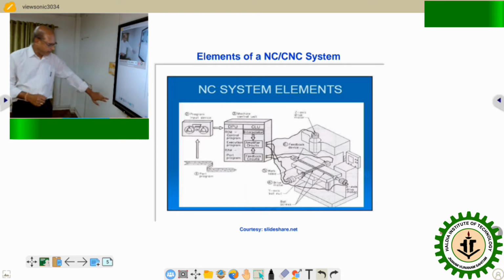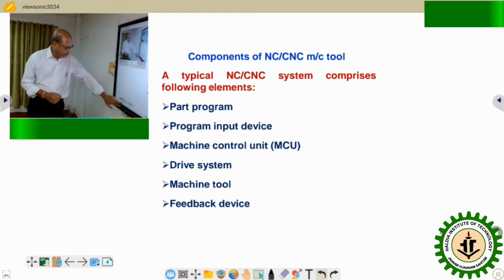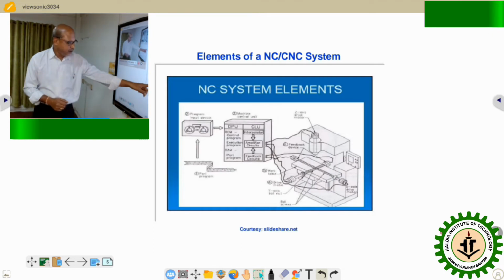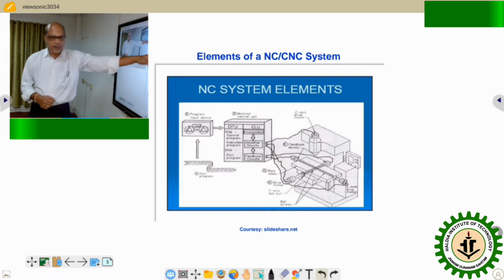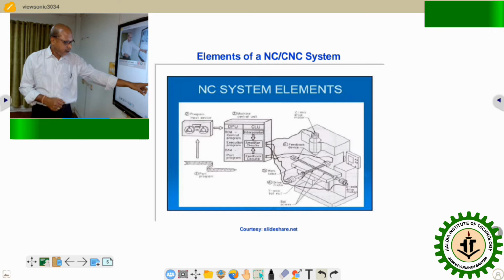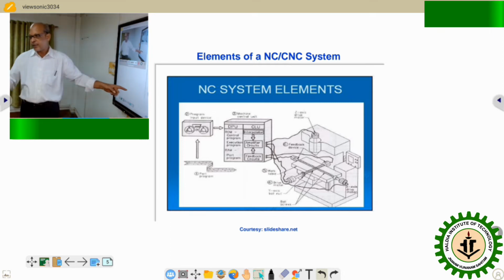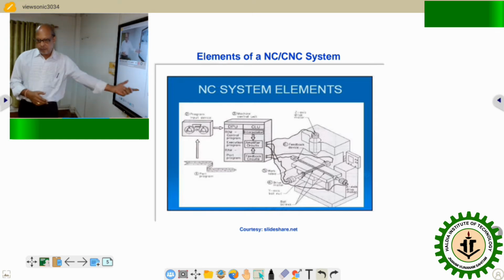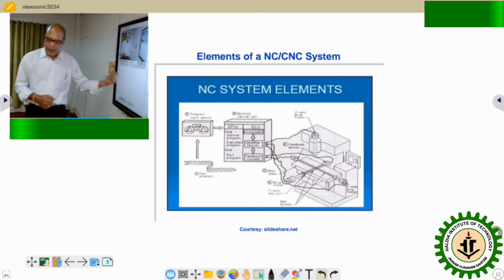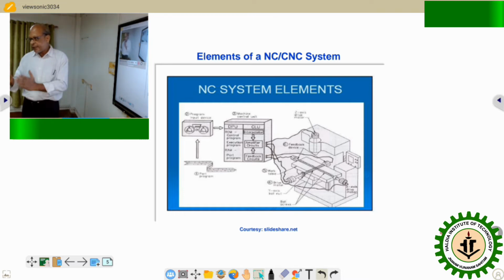Whatever items we mentioned here, you see, this is part program number one. Since it is an NC system element, at that time the part program was prepared using a punched paper tape, so symbolically it is represented by a punched paper tape. The entire coded instruction is captured by the punched paper tape, which is basically combinations of holes and no holes.